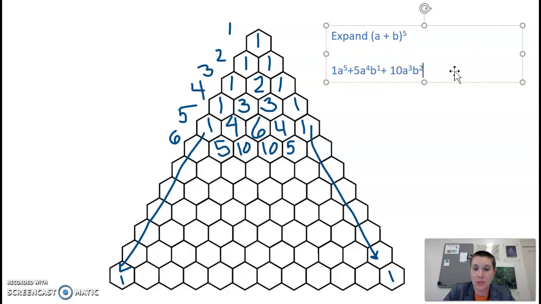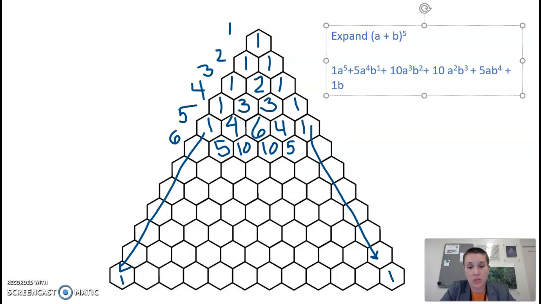Our next one is going to be 10. Oops, I'm still up in my superscript. Plus 10a squared, b cubed, plus 5a b to the 4th, plus the final one, 1b to the 5th.